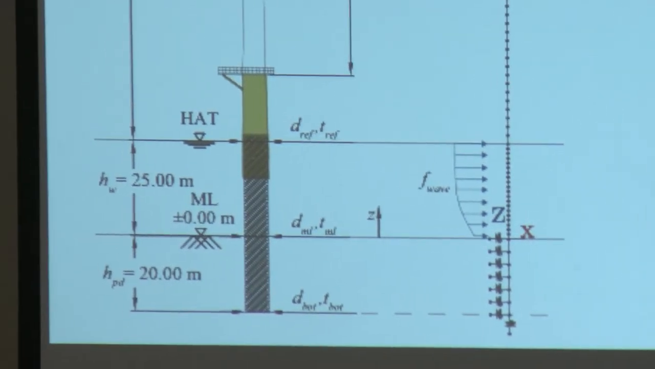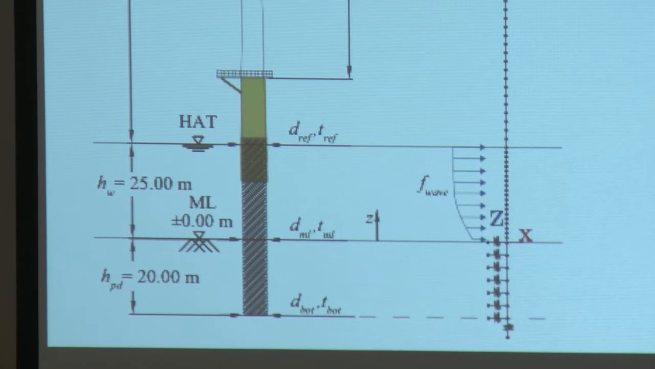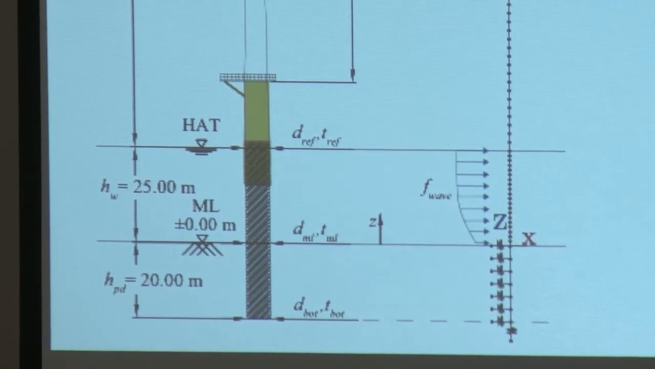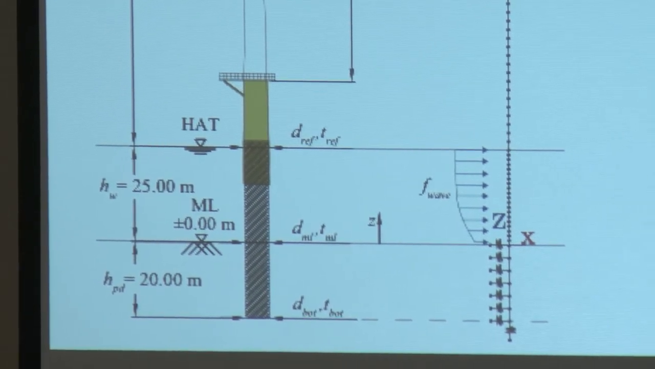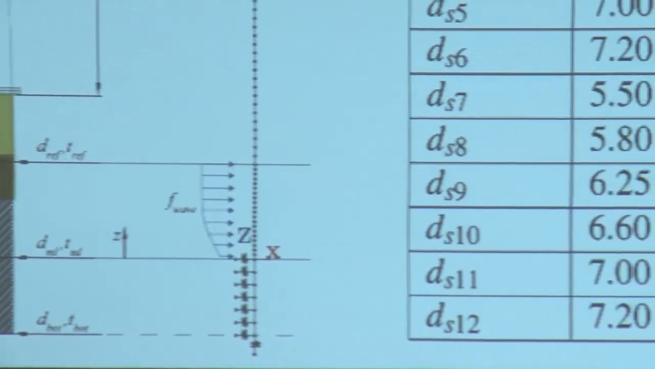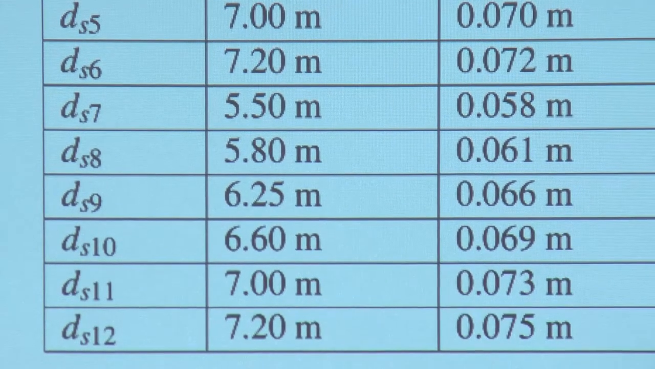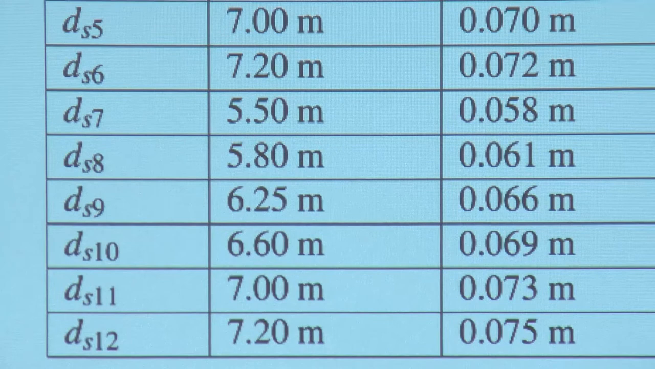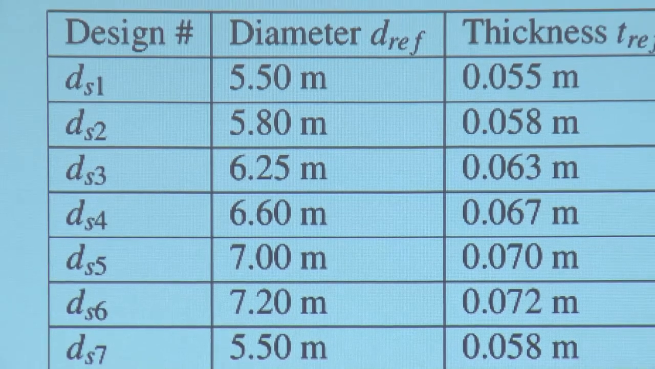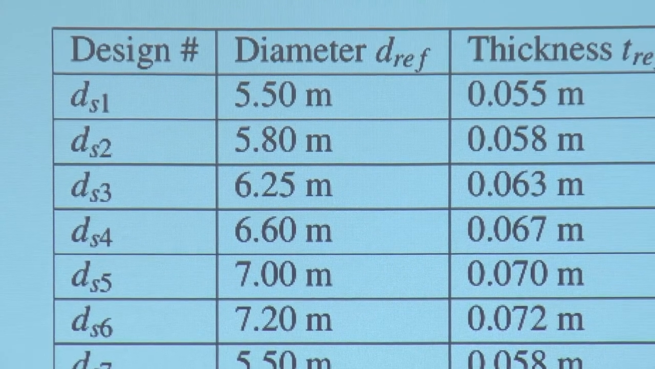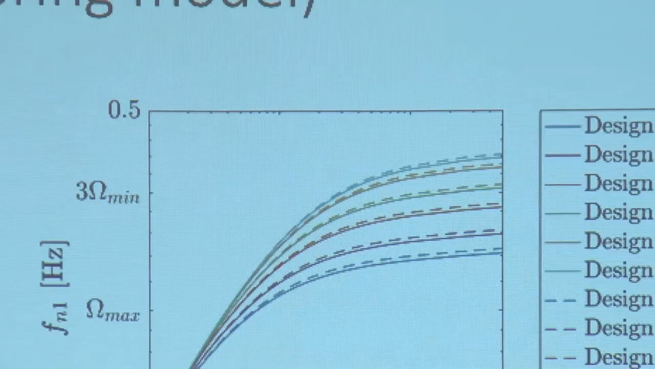So given those assumptions, we only have to determine two design parameters. I have modified them to create a sensible range that would cover what I would consider a realistic range of designs. So I have six designs in which the thickness keeps a ratio d over t equals 100. Additionally, I have considered the same diameters and modified the thickness by adding 3 millimeters. So in the end, I have 12 designs and I will do a risk-based decision analysis.